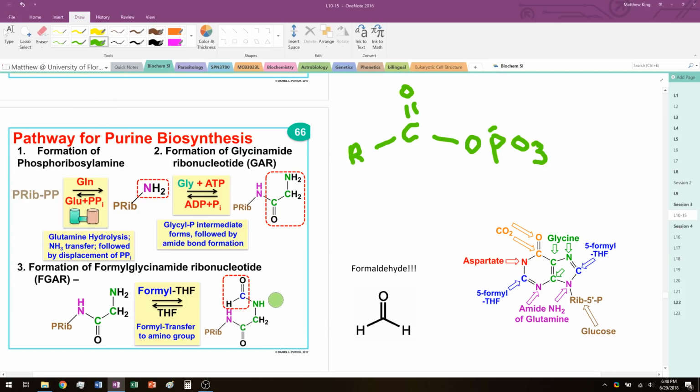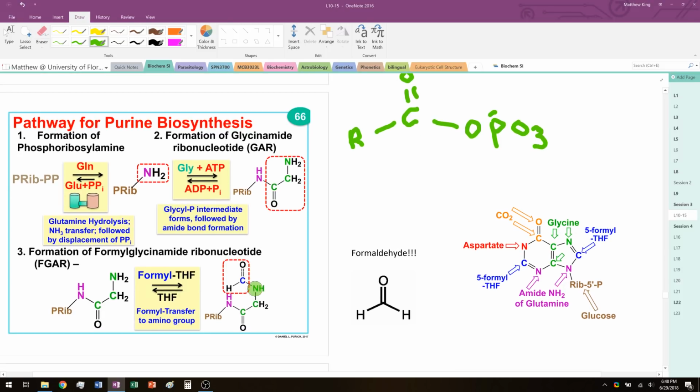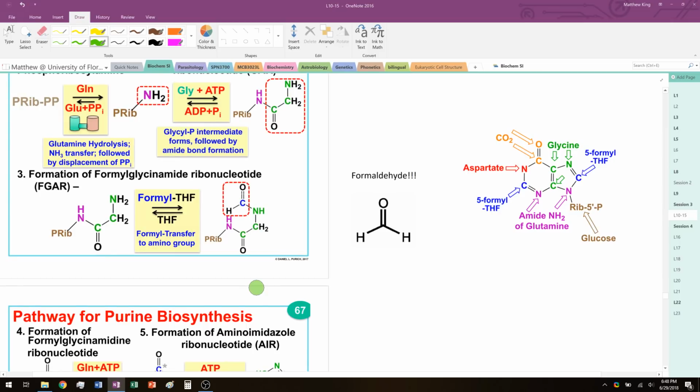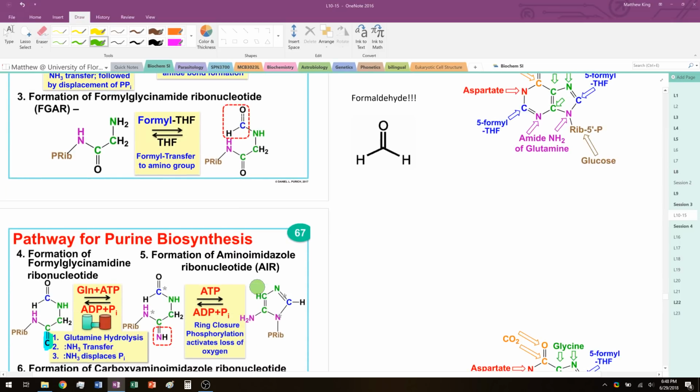So seeing that this is really just formaldehyde, because it says formyl transfer to an amino group. Here's your amino group over here, the NH2, and you're transferring basically formaldehyde to this nitrogen right here. That's a way to make a carbon-nitrogen bond in organic chemistry. So now that we have that out of the way, we are going to move on to the next chunk of things.